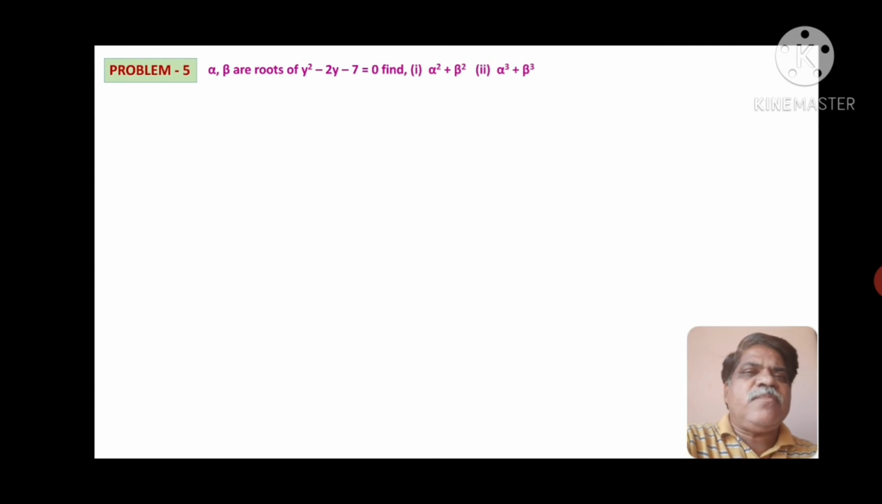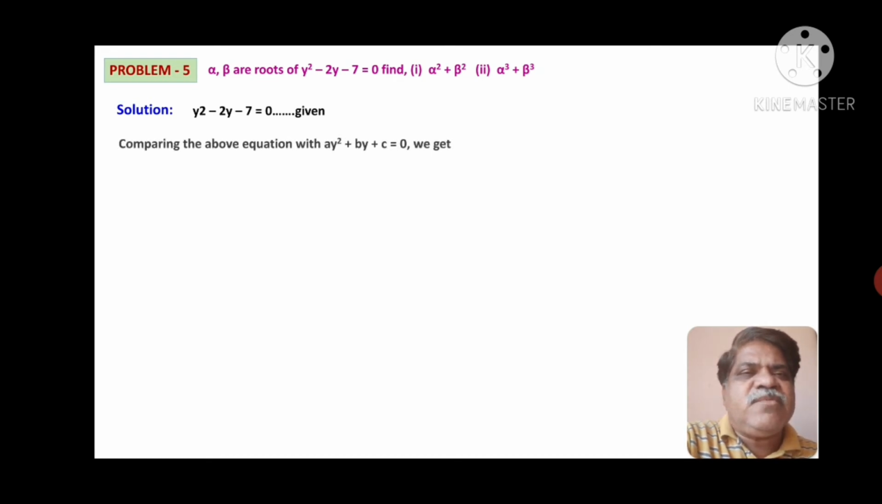Now, let us consider problem number 5. Alpha and beta are roots of the quadratic equation y square minus 2y minus 7 is equal to 0. So, you have to find alpha square plus beta square and alpha cube plus beta cube. Friends, here y square minus 2y minus 7 is equal to 0, it is given. Now, comparing the above equation with a y square plus by plus c is equal to 0, we will get that a is equal to 1, b is equal to minus 2 and c is equal to minus 7.